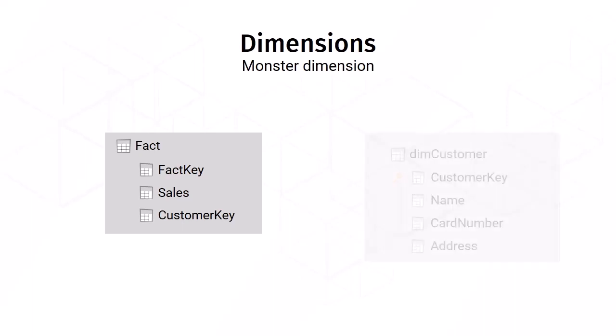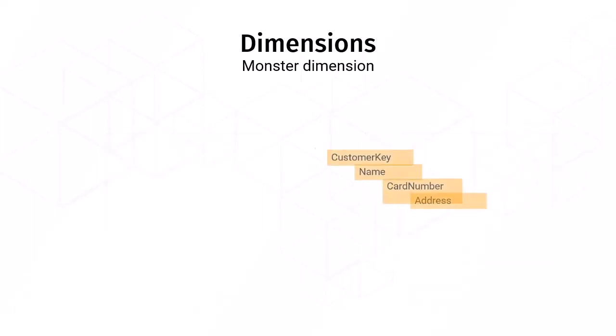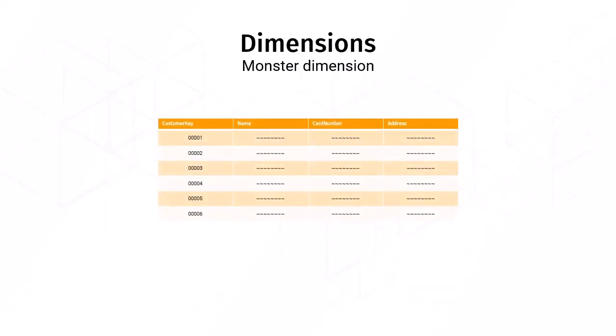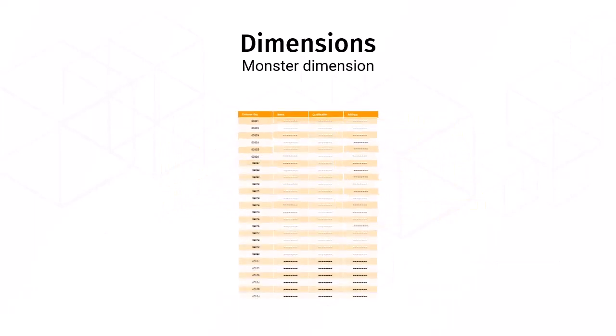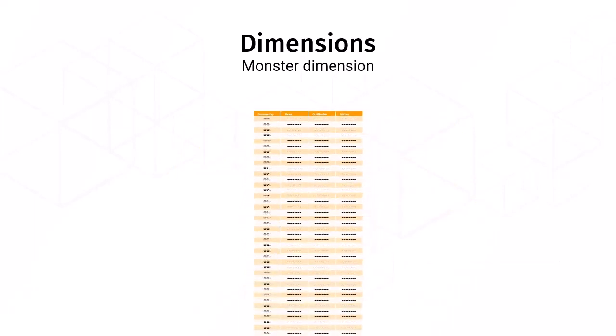Imagine that a supermarket chain offers a store card to its customers, and that every customer has such a card. With each sale, new customers may also be added. The customer dimension thus grows almost as fast as the fact table, creating a huge dimension table. If you have a dimension table that contains huge amounts of data, this is called a monster dimension.